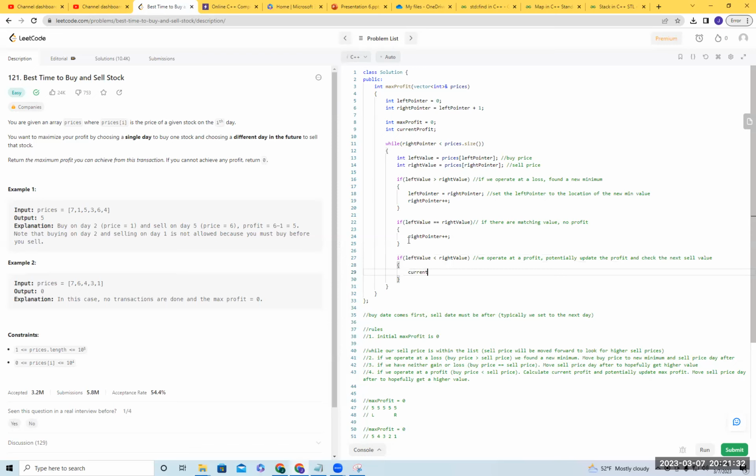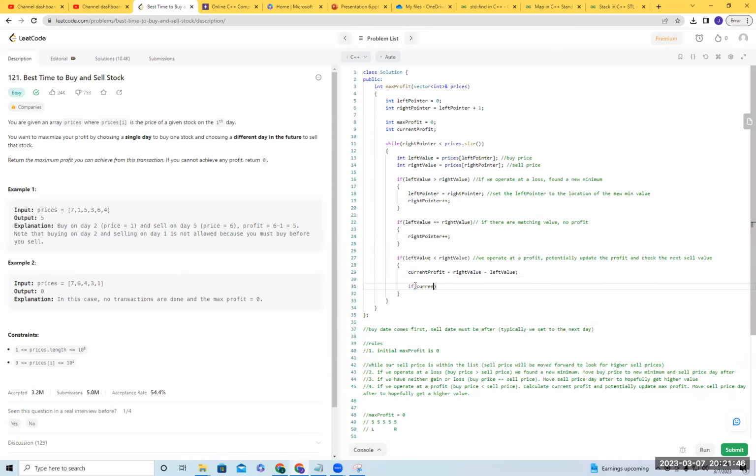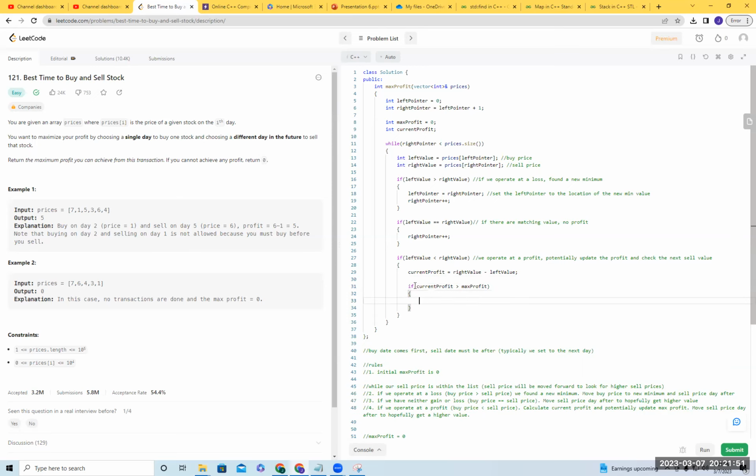We know that our current profit will be equal to our sell price, which is our right value, minus our buy price, which is the left value. So that's going to be our current profit. And only if our current profit beats out our max profit will we go ahead and update our max profit. We'll comment this: if our current profit beats out the max, update the max.